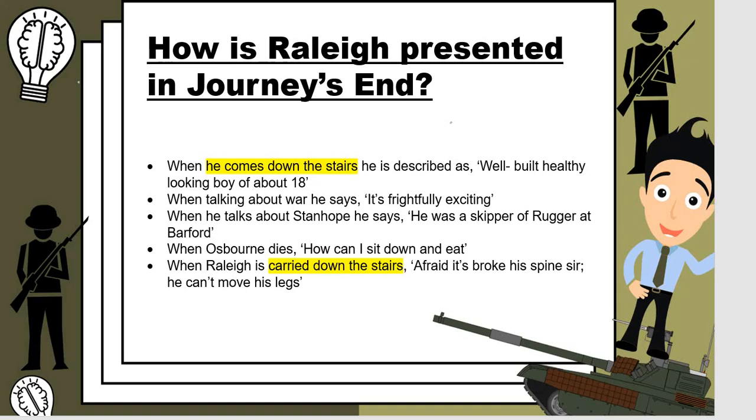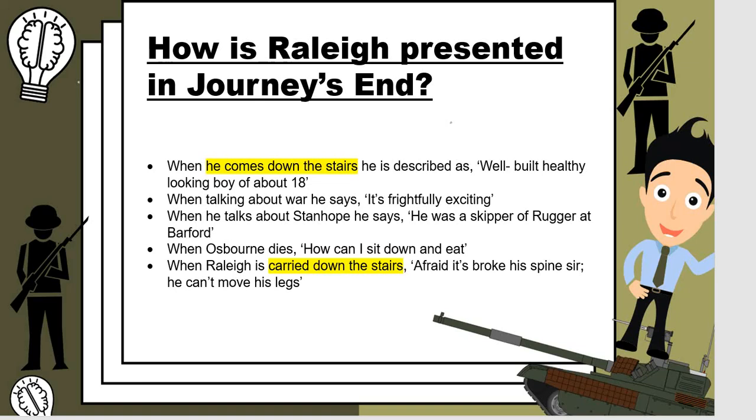So when he first comes down the stairs, he's described as a well-built, healthy-looking boy of about 18. Sherriff purposely introduces this healthy young man with the future ahead of him. When talking about war, he says it's frightfully exciting. The naivety of youth against the experienced soldiers that are all around him that would not use that statement.